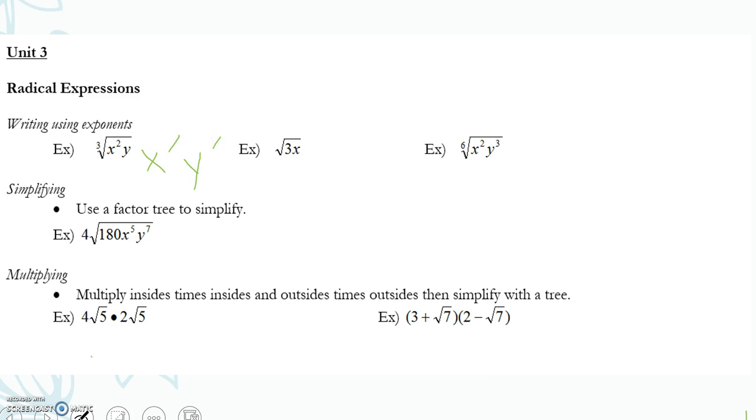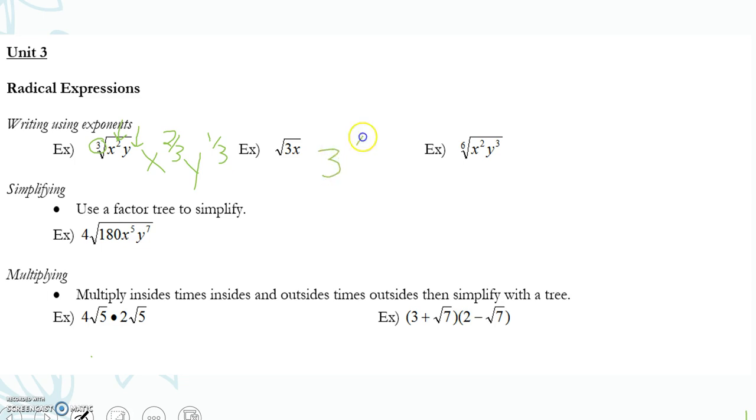So what you do is you always put whatever the index is, that's the small number outside, on the bottom. Then you put whatever the exponent is, so like 2 in this case, and in this case y doesn't have anything, so just 1 on the top. That's it. If you can simplify, then great. If not, you're done. So for the next one, same thing.